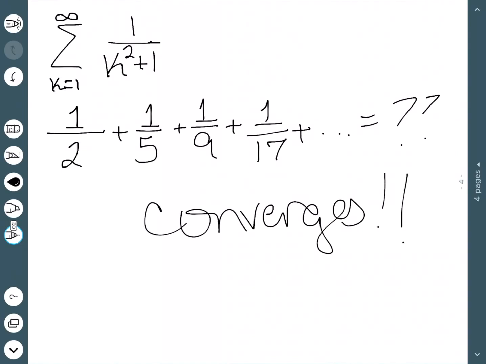While we can figure out what a lot of our series add up to, a huge majority of them we're not going to be able to figure out exactly what they add up to. Instead, we're just going to be able to comment whether or not they converge or diverge.